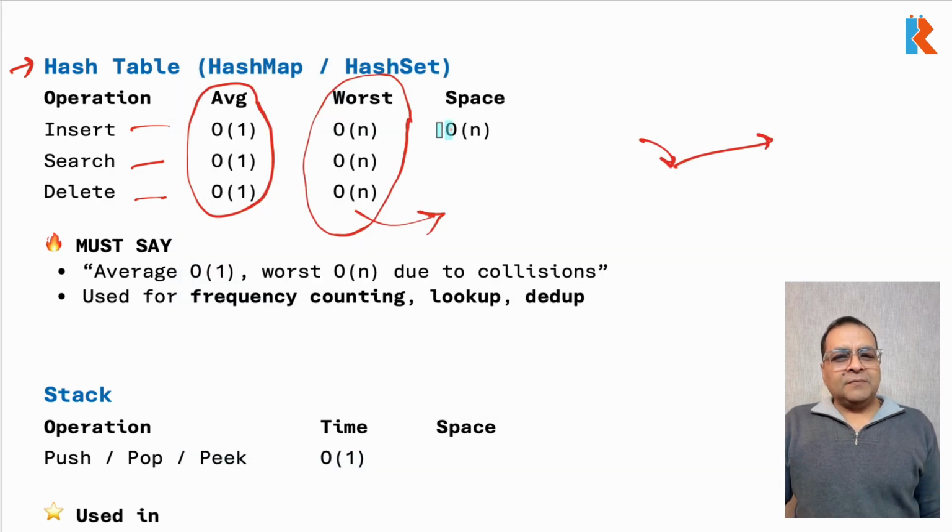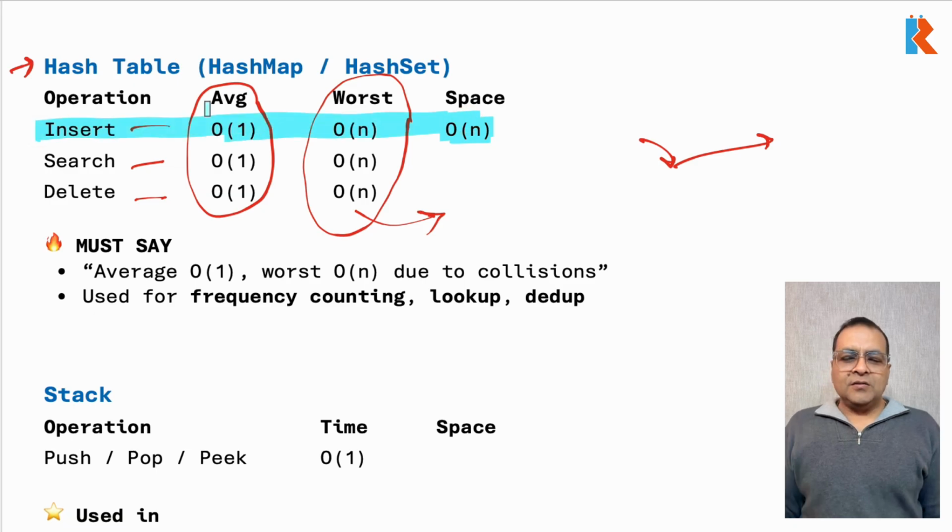Here we have mentioned the space complexity of insert operation as order of n because if you are inserting n elements, then it will take order of n space. Unless there is a worst case type of collision, typically HashMap and HashSet take constant time to insert, search, and delete. Also, if you are dealing with frequency of a number in your question, then most typically you will end up using HashMap. So HashMap and HashSet are typically used when we are counting the frequency of elements in the given data structure.